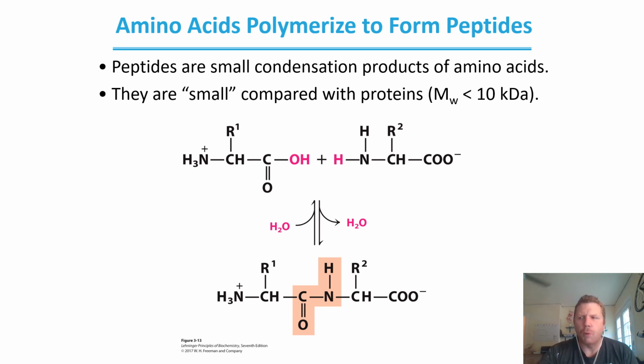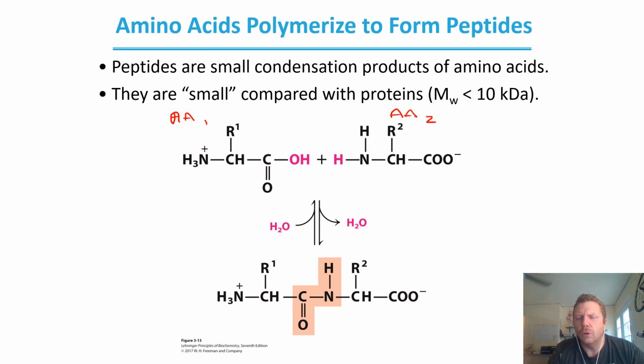So maybe the most important part about understanding the amino acids is appreciating how they are used in order to produce peptides. Peptides are small condensation products of amino acids. So if we look at the top of this slide right here, we've got basically amino acid 1 and amino acid 2.